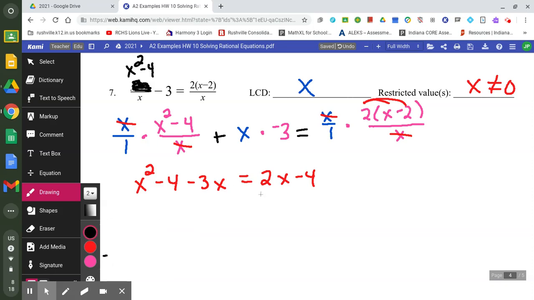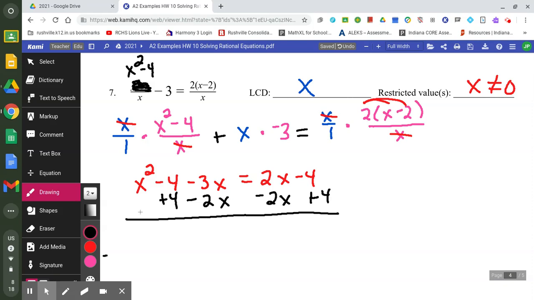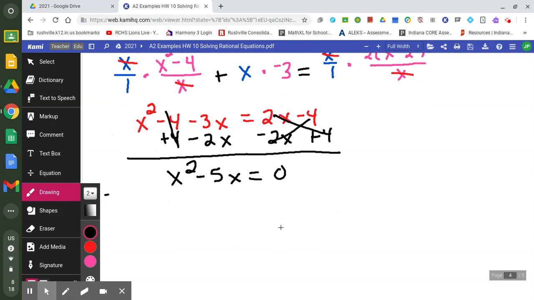So I am going to subtract 2x on both sides of the equal sign and add 4 on both sides of the equal sign. And so those actually cancel, and I get x squared minus 5x equals 0. Now, I can do split the middle, but I can also factor.